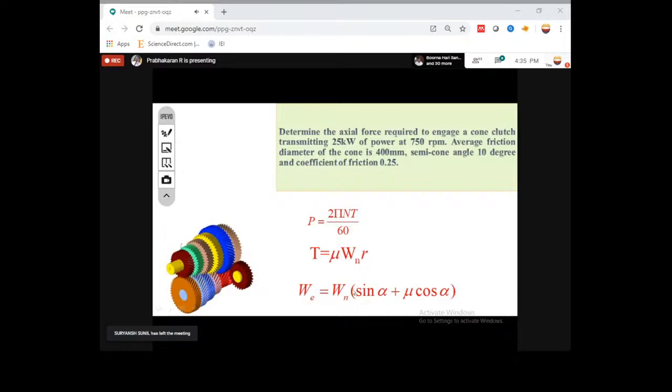Here I have no time to explain the derivation, but in the derivation aspect, single plate clutch and cone clutch are the same. You should consider the two components, sin alpha and cos alpha. Also, you should remember 1 by sin and 1 by cos. That is also very important. Okay, so from that you can easily solve the problem.